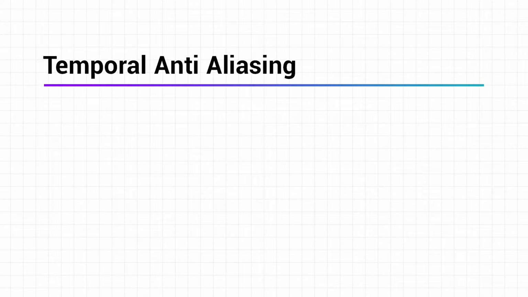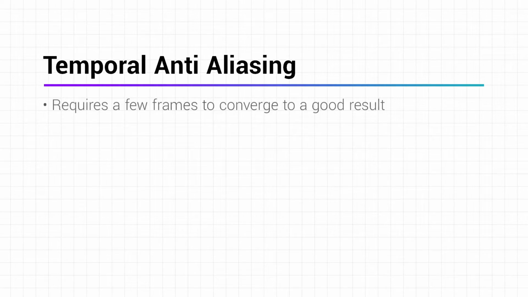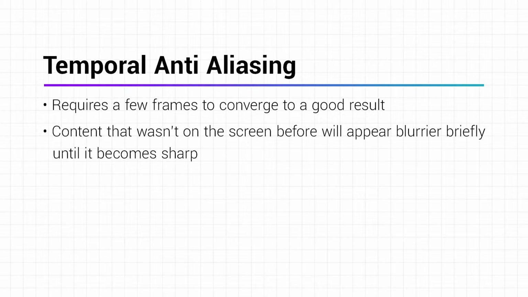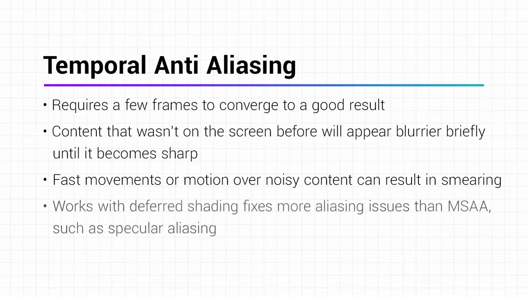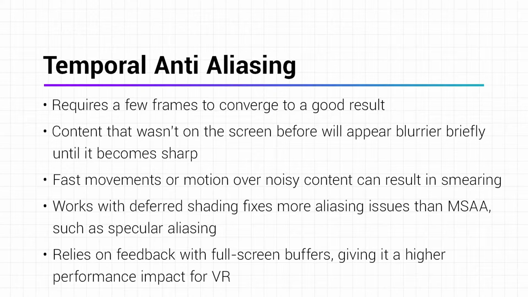Temporal anti-aliasing, or temporal AA, is a modern solution to this problem, but it requires a few frames to converge to a good result. That means content that wasn't on the screen before will appear blurrier for a few frames until it becomes sharp. Furthermore, fast movements or motion over noisy content can result in smearing. Temporal AA is very attractive as it works with deferred shading and it fixes more aliasing issues than MSAA, such as specular aliasing. The method relies on feedback with full screen buffers, giving it a higher performance impact for VR.